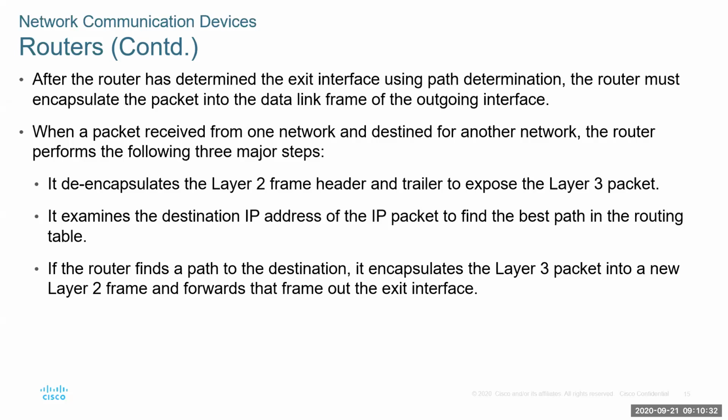It will de-encapsulate the layer 2 frame header and trailer to expose that layer 3 inner packet. It's going to examine the destination IP address of that IP packet to find the best path within its routing table. And if the router finds a path to the destination, then it's going to re-encapsulate it into a layer 3 packet with a new layer 2 on the outside and forward that frame out the exit interface.